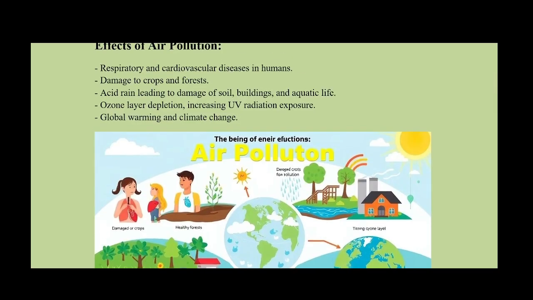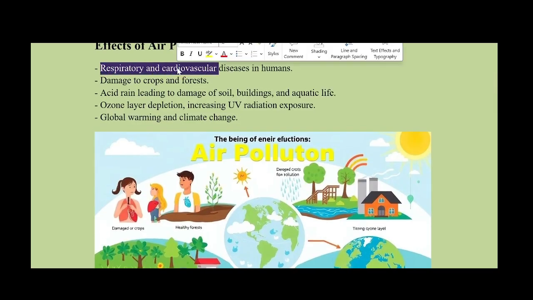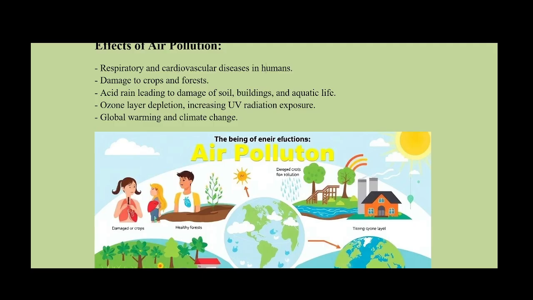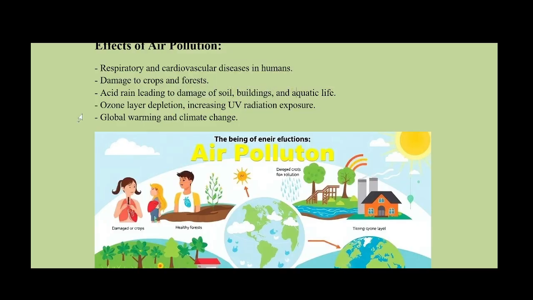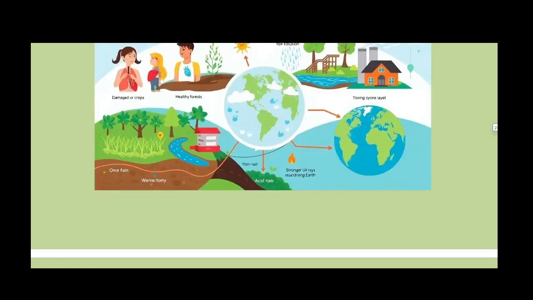What are the effects of air pollution? Respiratory and cardiovascular diseases in humans. They cause damage to crops and forests. Acid rain leads to the damage of soil, buildings, and aquatic life. The ozone layer depletes, increasing UV radiation exposure, and causing global warming and climate change.